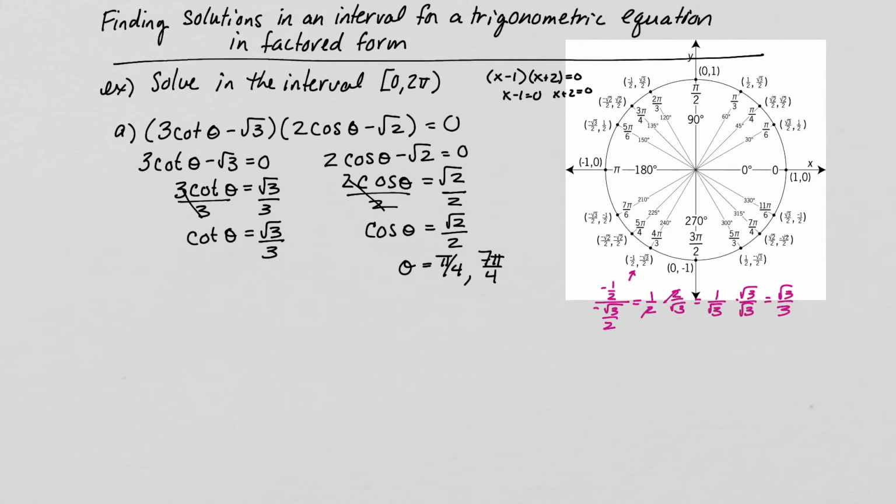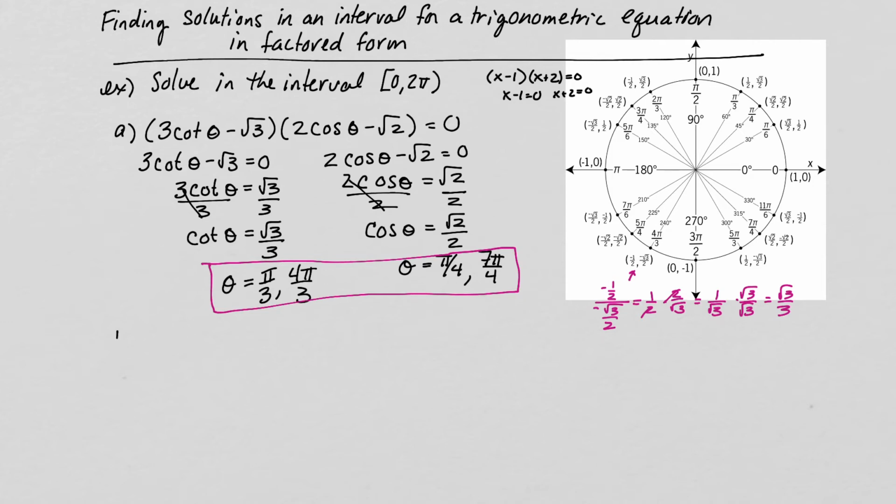So here we end up with theta equal to, we said the places were pi over 3 and 4 pi over 3, along with pi over 4 and 7 pi over 4. All four of these are my answer. So I need to input all of these values when I put my answer in.